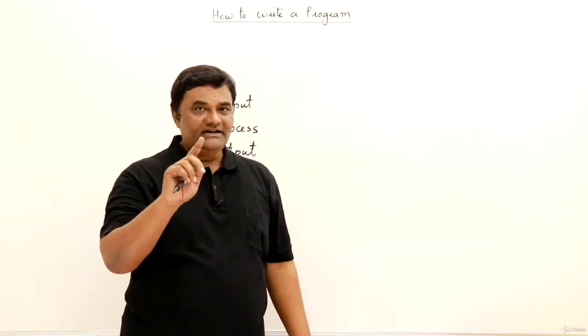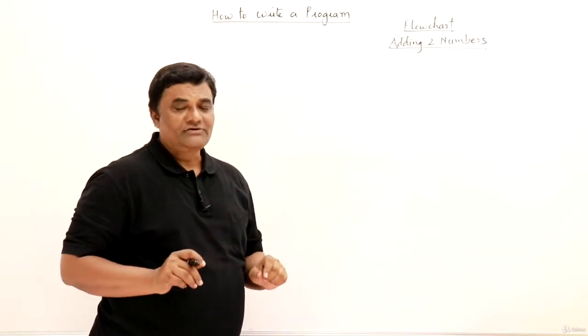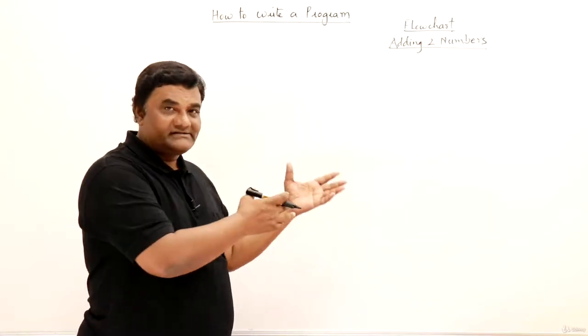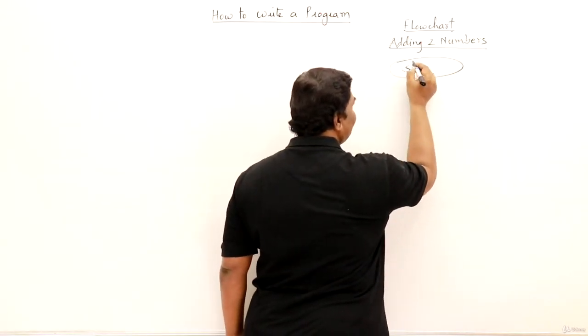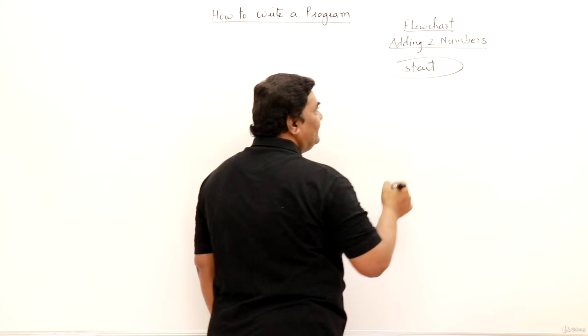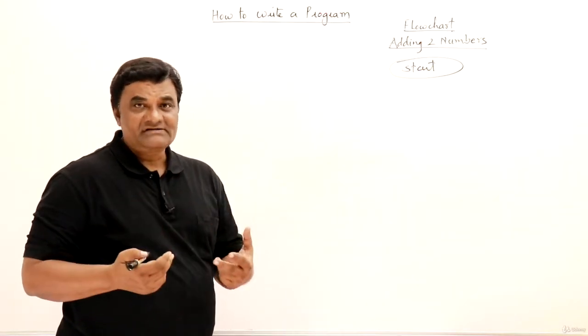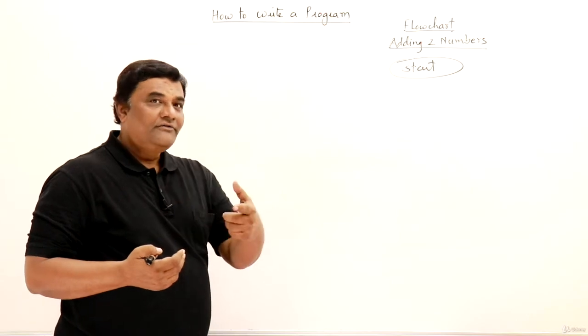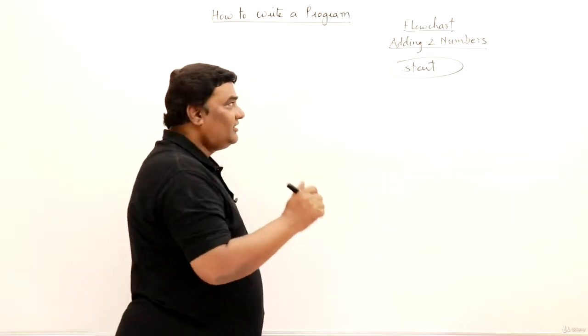So let us draw a flow chart. Here I will draw a flow chart for adding two numbers. So what are the things we have to do? Let us learn. See, first of all, the starting point of a flow chart, that is start. Then our program should take two numbers as input. For input and output, we use a parallelogram. So let us draw a parallelogram.